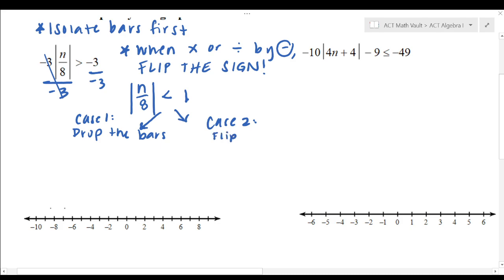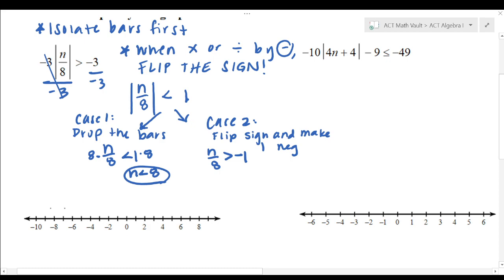Case 2 is going to say flip the sign and make one negative. Okay, so I'm going to do n/8 less than 1, and then this will be n/8 greater than -1. Okay, I need to solve for n. Multiply by 8 on both sides. n is less than 8 on this side, and then I need to multiply by 8 on this side, n is greater than -8.